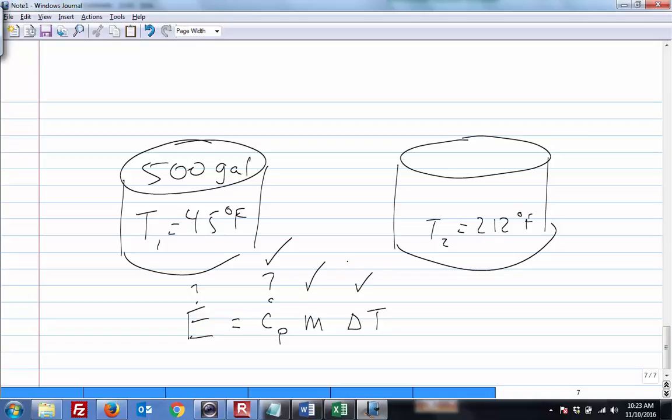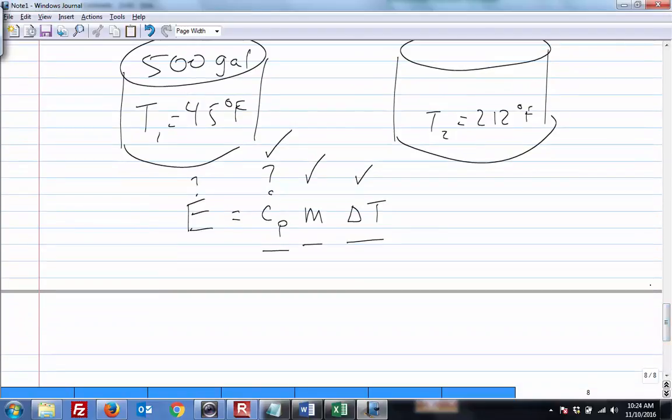So this is one equation and one unknown. You know the specific heat capacity of water, you know how much water is there, and you know the change in the temperature. That will give you the energy. That's all you need to know. And the thing to keep in mind is just the units.